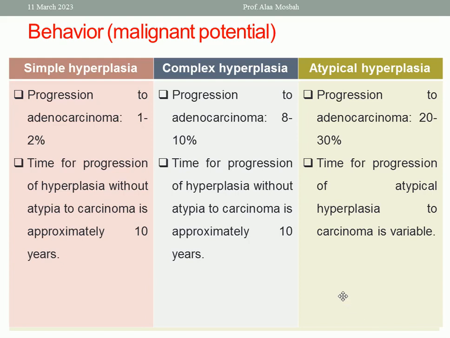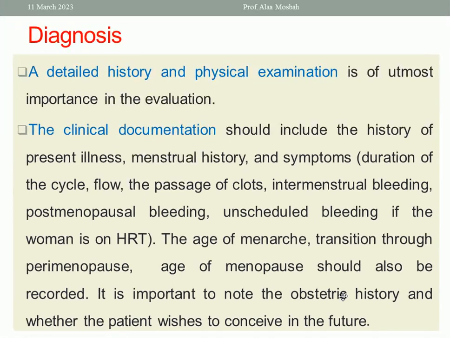Okay? So, I can't guarantee when atypical hyperplasia will be converted to or proceeding to endometrial carcinoma. Okay, what about the diagnosis? We should take a comprehensive history from each woman and do a physical examination. Okay?